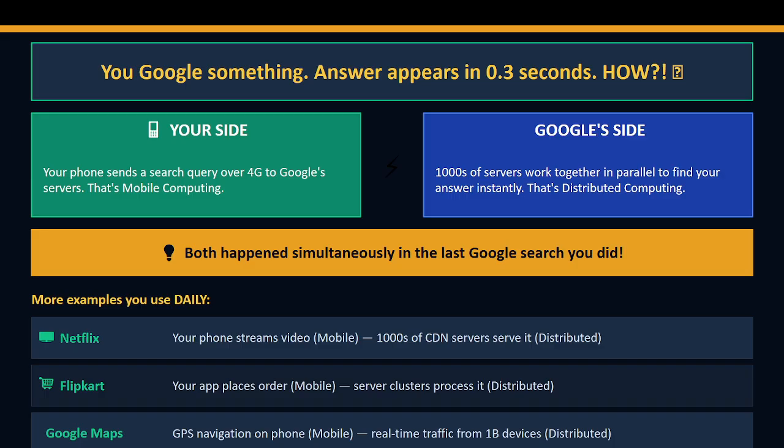Netflix: your phone streams it, mobile. But thousands of CDN servers around the world are serving that video to you. Distributed. Flipkart: your app places the order, mobile. Server clusters process all the crores of orders, distributed. Google Maps: GPS on your phone, mobile computing. Real-time traffic from 1 billion devices, distributed computing. Same company, same app, both paradigms, every single time.